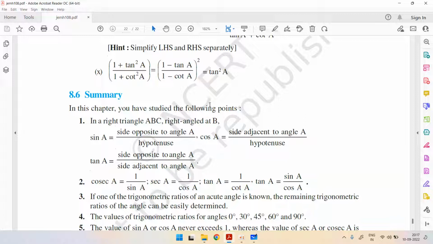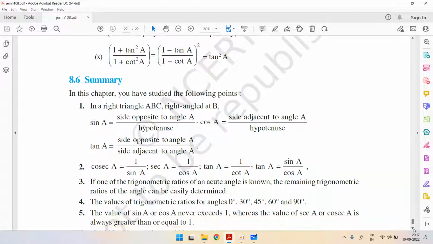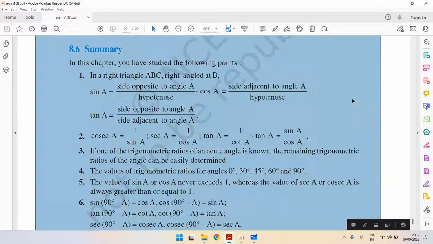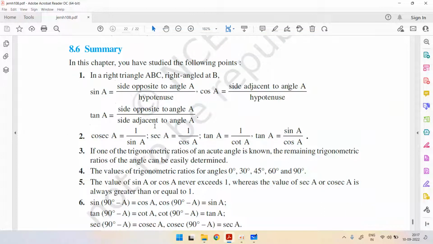Now what is the summary? The summary is simple. I have told you sine A is the side opposite to angle A upon hypotenuse, perpendicular by hypotenuse, and cos A is the side adjacent, base upon hypotenuse, and tan is the side opposite upon base, perpendicular by base. Cosecant is the inverse of sine A, secant is the inverse of cos A, and cot is the inverse of tan, and tan A is also sine A by cos A.